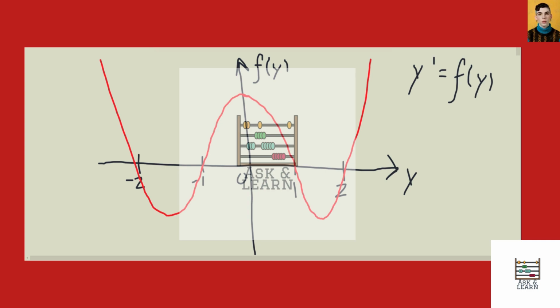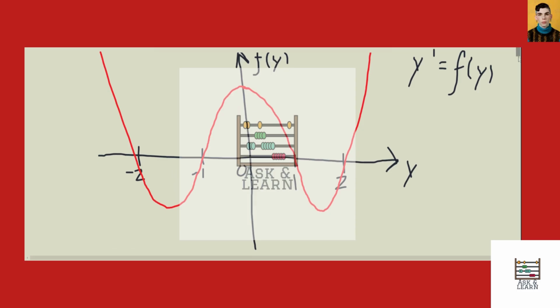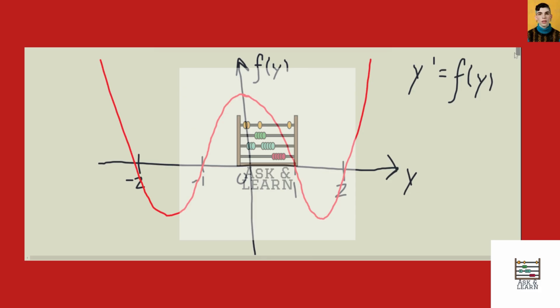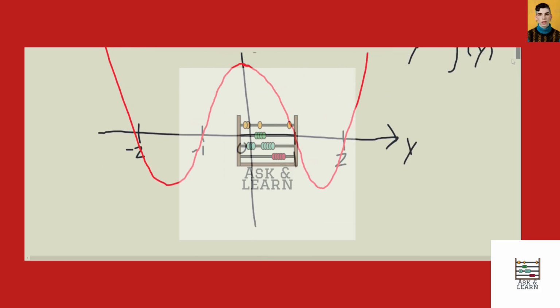So the equation we're given is y prime equals f of y, and we're given the graph of f in red as a function of y. This is an autonomous differential equation because it's only in one variable, y. We know that y is some function of x. Draw the slope field.